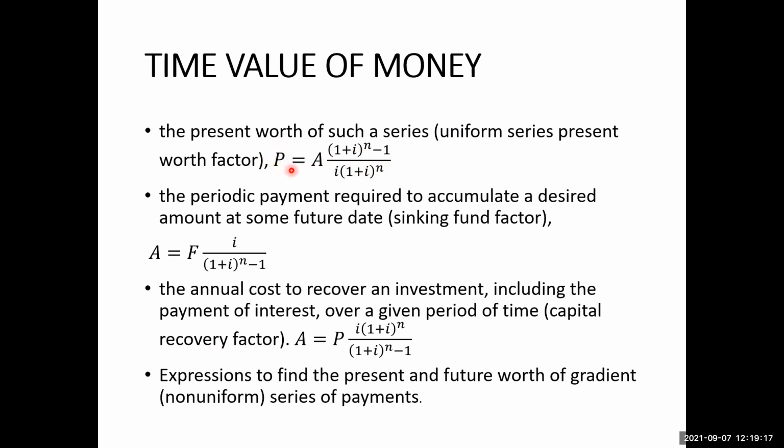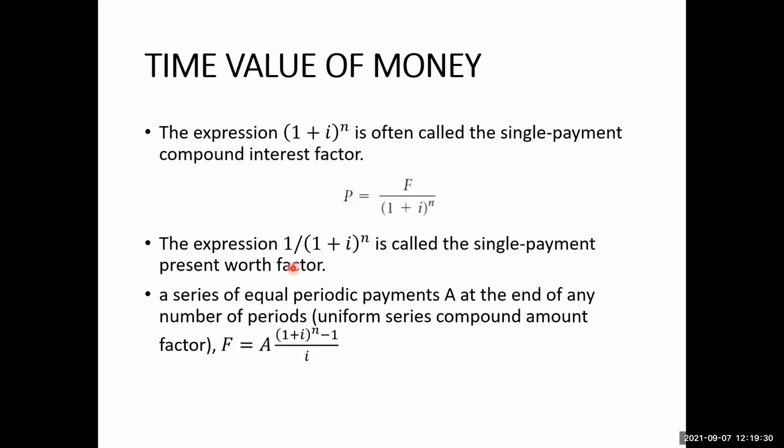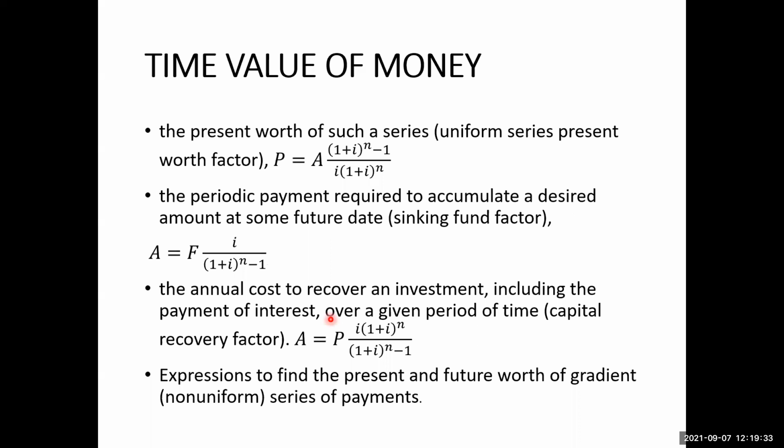P is equal to A into ((1 plus i) to the power n minus 1) over (i into (1 plus i) to the power n). This is called the uniform series present worth factor. On the other hand, the opposite of the F is equal to A formula is A is equal to F into i over ((1 plus i) to the power n minus 1). This is called the sinking fund factor.